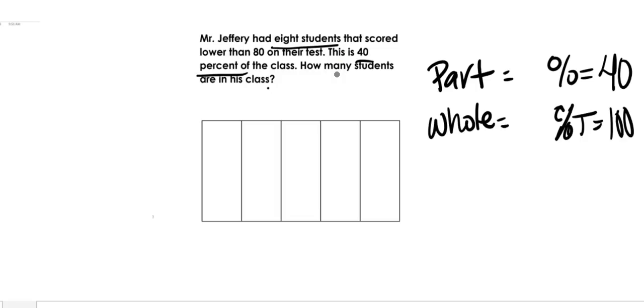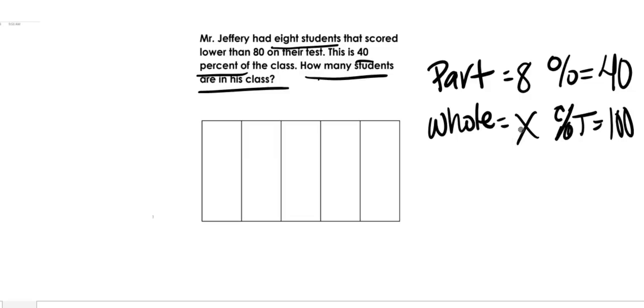So since 40% of the class scored lower than an 80, and we know that 8 students scored lower than an 80, that is going to be our part. And the question's asking how many students are in the class. So we're looking for our whole.